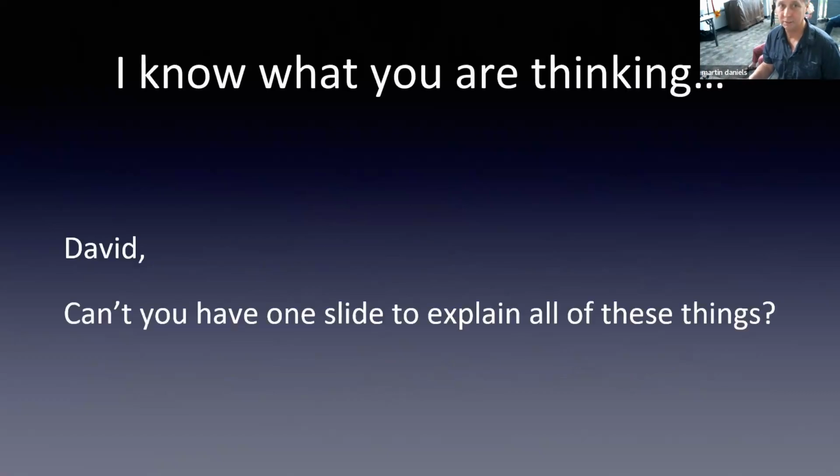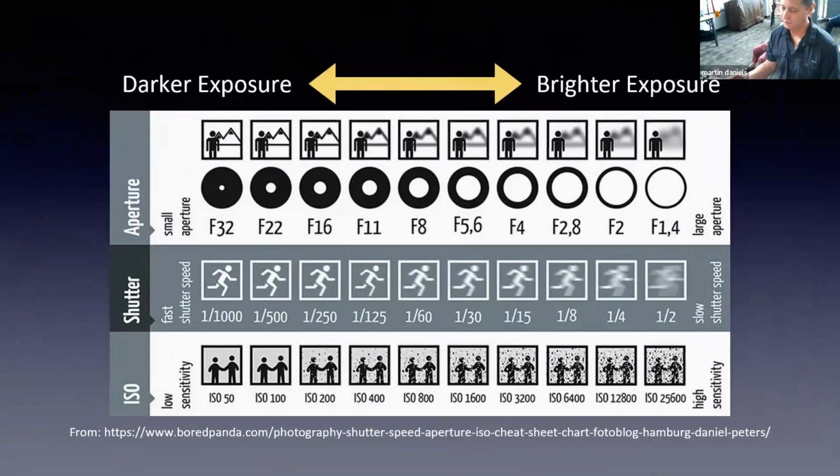So I know what you're probably thinking is, David, can we have one slide to explain all these things? So this slide shows you going from a dark exposure on the left to a bright exposure on the right. It shows us all the different settings and what's happening with them, including your depth of field, your shutter speed causing the blurred image, and then your ISO as you go to the right causing noise. So that gives you an idea of what all these things do. And this you should understand 100%, without any question. Okay, it's very important as a photographer.